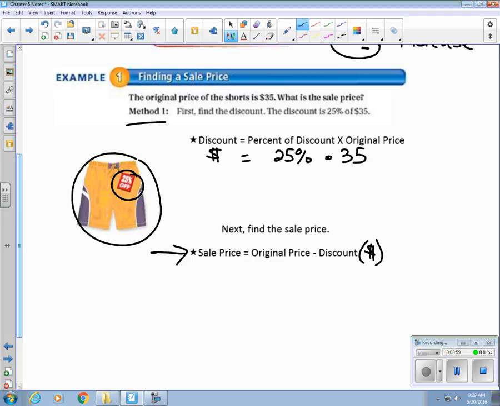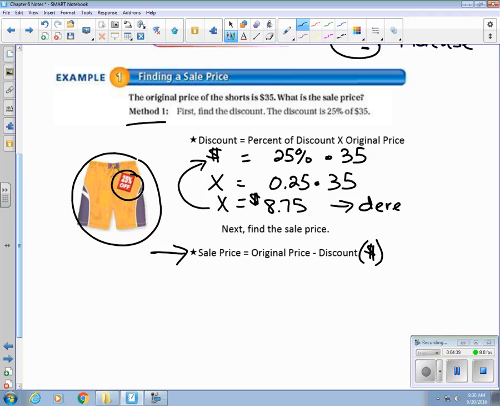Well, the dollar discount we don't know, so I'm just going to call that X for now, is equal to, we can't multiply things by a percent. When we did the percent equation, we realized we have to change this percent into a decimal. So 25% is 0.25. And we multiply that by the original amount of the shorts, which is $35. So if I go ahead and multiply that on my calculator, 0.25 times 35, X is equal to $8.75, because this is a dollar amount. X represents the dollar discount, okay? So X is $8.75.